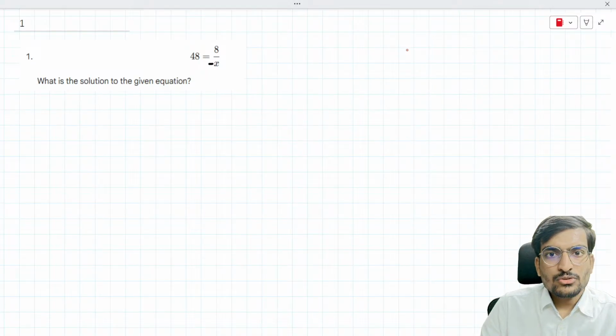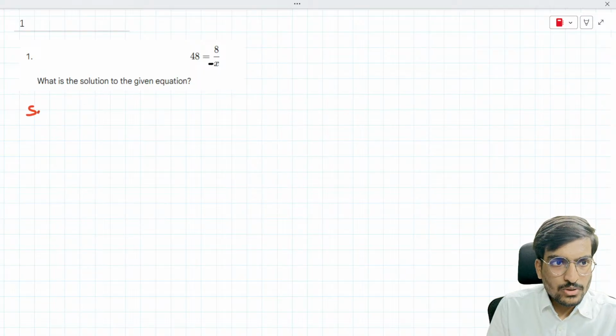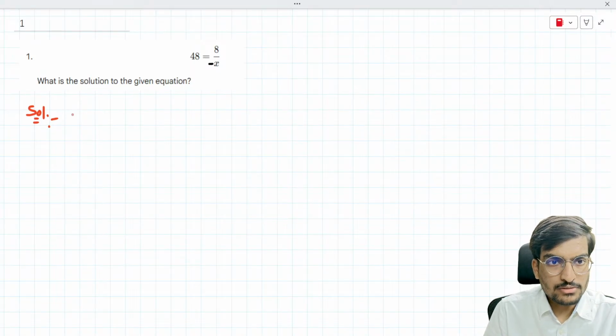So exercise 3.1. We are going to solve questions just by manipulating. Let's start with question 1. If you solve before me, just drop a comment there saying that's my answer. Let's see if you are going to be right or wrong.